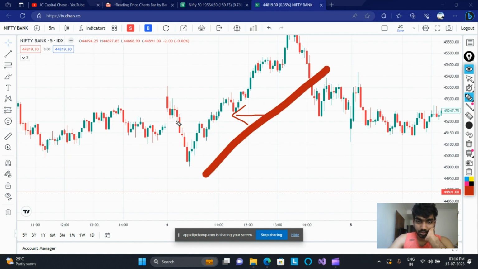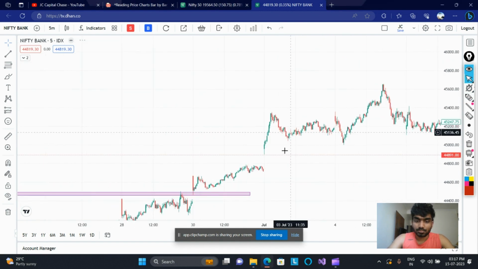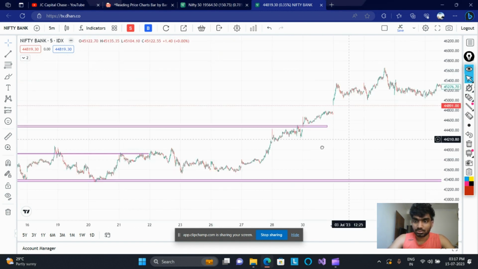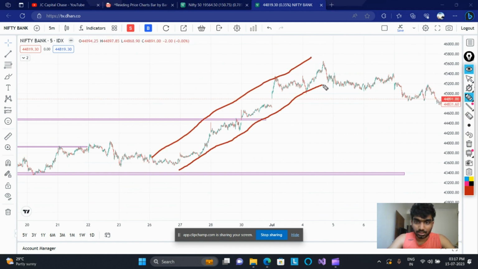Another reason to take this as a trending day, or to go long on such good setups, is that if you take a look at the previous trading sessions, you can see the market is in a trending mode. If you see that the market is in a trending mode, here also the market is in a trending mode, so why not always go for a long push? Because you have to take trades in the direction of the market.